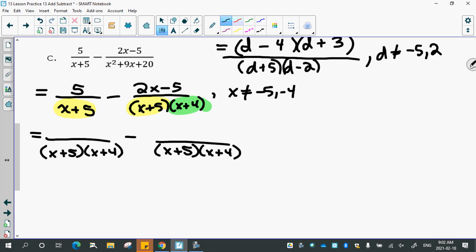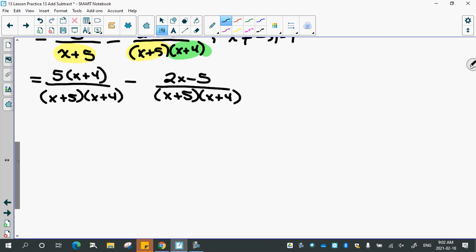So you see, to get from this denominator to this one, I had to multiply the bottom by x plus 4. So I have to multiply the top by x plus 4. Here, I already had that denominator, so the numerator stays the same. I already had this, so I can just leave the numerator the same. The next step's really important, especially if it's a subtract question. I'm going to put a little star beside it.